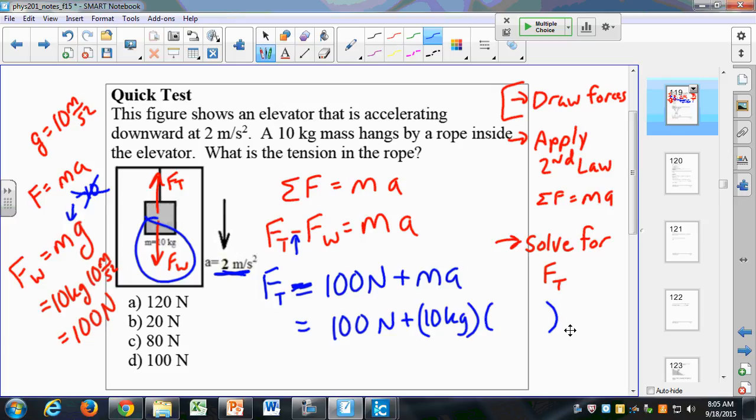But Brandon, you've already said it's down, right? So what's the sign of it? When I was going downward, so negative, right? So my acceleration is negative 2 meters per second squared. And then I just solved this for Ft. It's going to be 100 minus 20. That is 80 newtons. So C was the right answer.